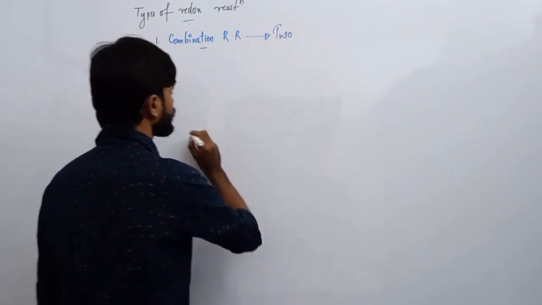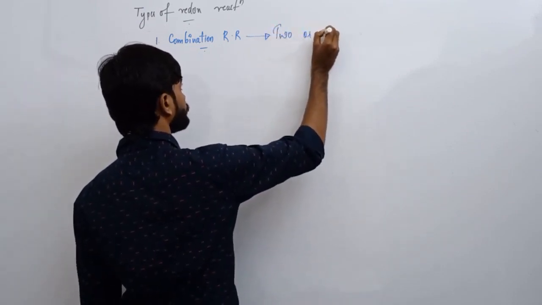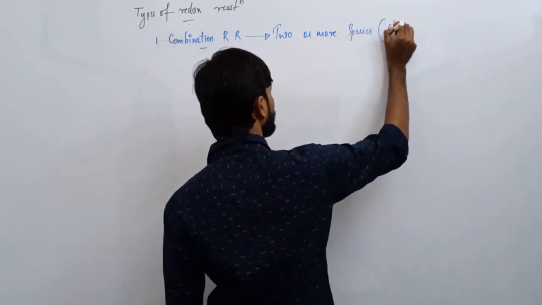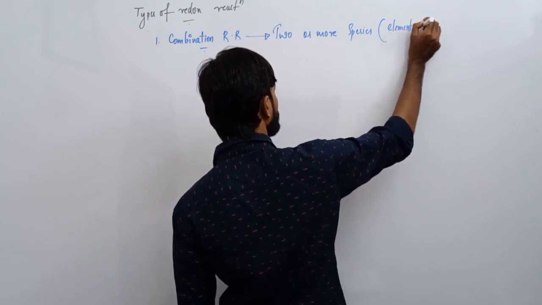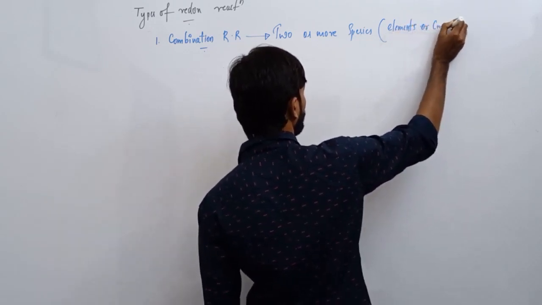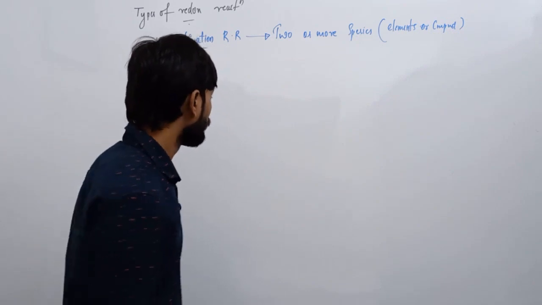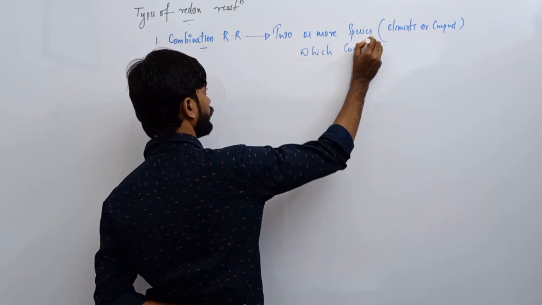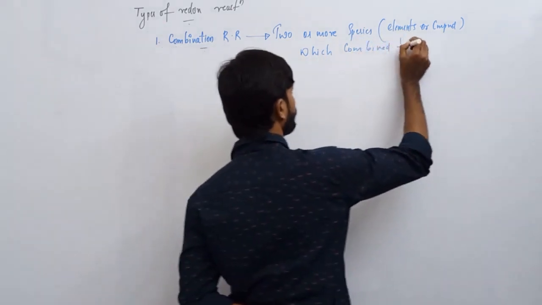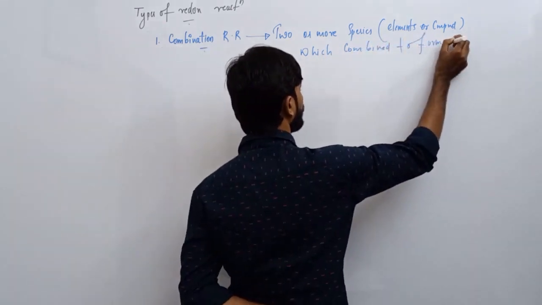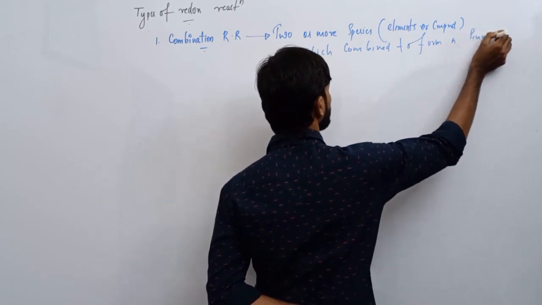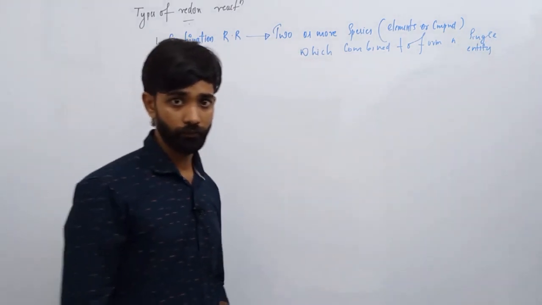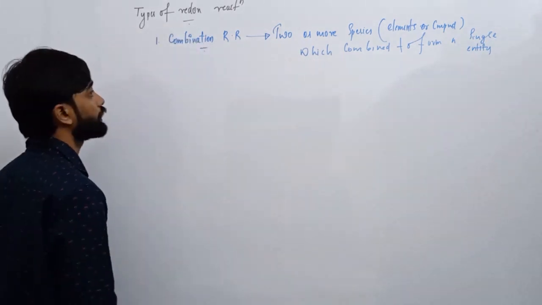So this is a type of redox reaction where two or more species, and the species may be elements or compounds, combine to form a single entity. Ready? Listen here.